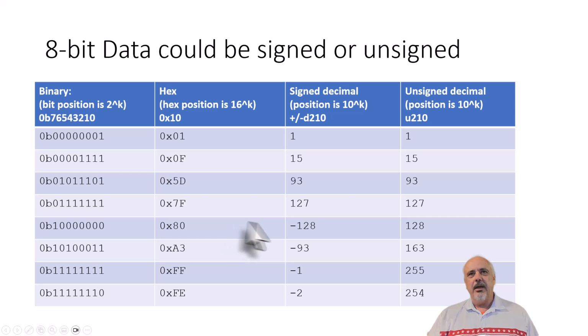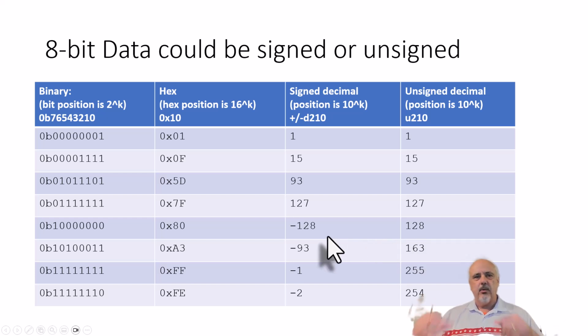So anyway, when I get to this 80 hex, I could treat it as unsigned, no problem. But if it were signed, I would do what's called an overflow. It would actually overflow, and it would go back to minus 128.